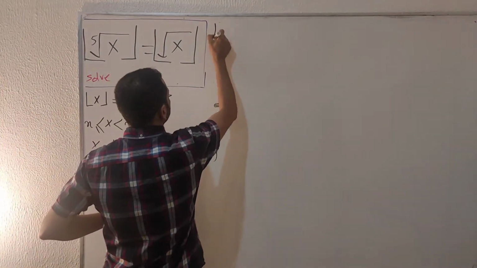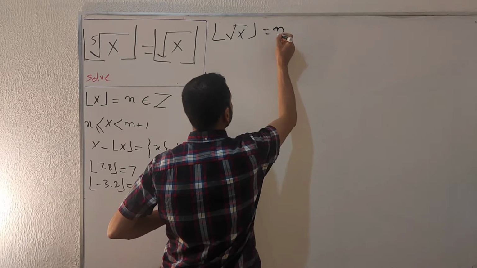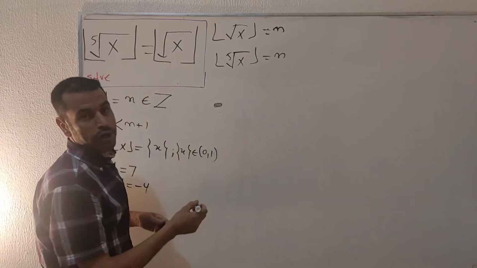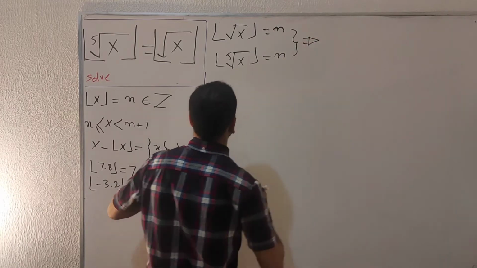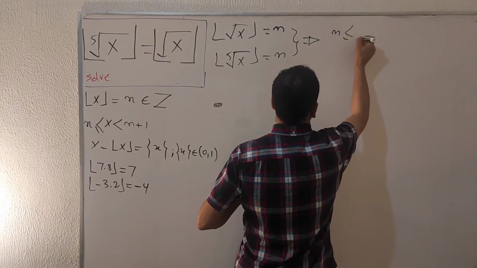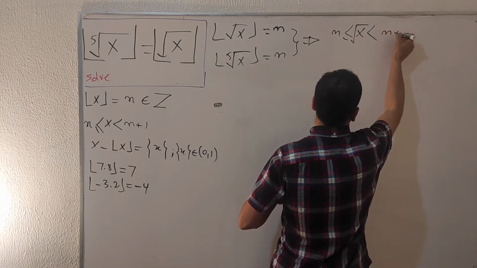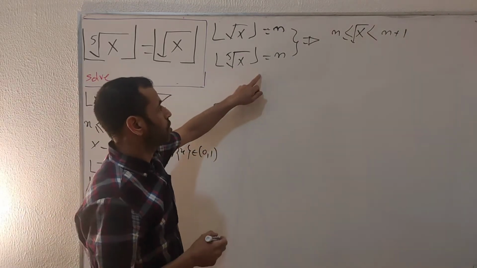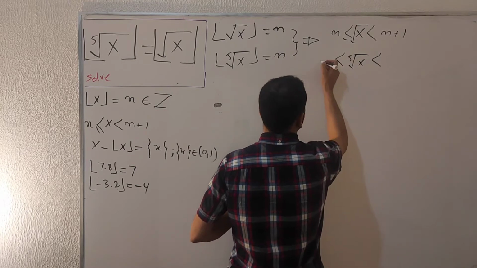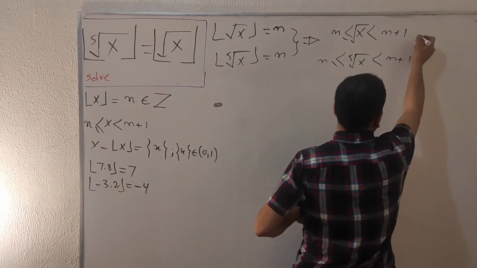So let's set the floor of the square root of x equal to n, an integer, and the floor of the fifth root of x equals also n because we have equality, okay? So by the definition of the floor, I'm going to apply this inequality. So I have n is less than or equal to the square root of x, which is strictly less than n plus 1. For the second statement, we have the fifth root of x is always between n and n plus 1, not including n plus 1.